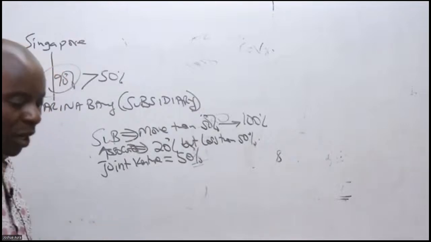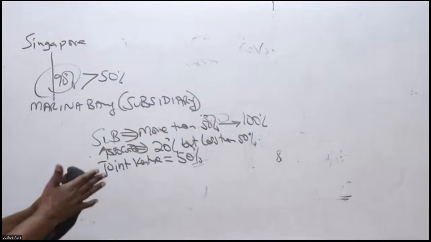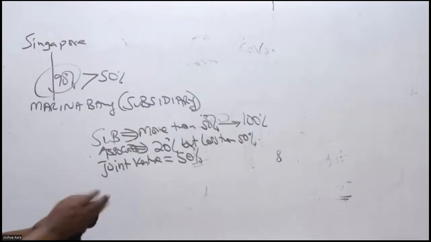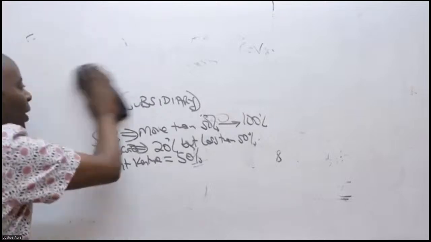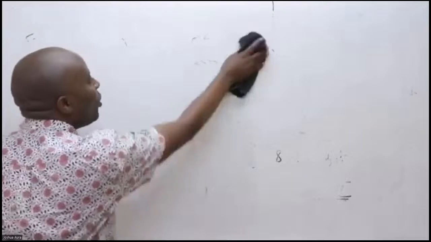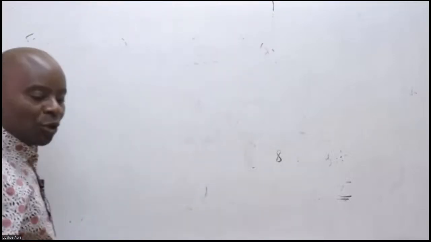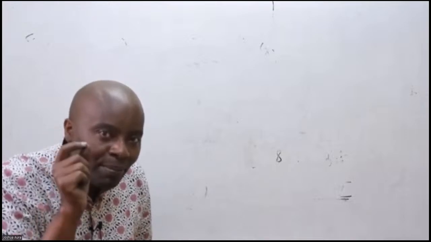Great. So we have been able to see that Marina Bay is our subsidiary. Marina Bay is our subsidiary. Now, listen to me very well. Once you have known you have a subsidiary, then what you're going to do is to understand the net assets of your company.